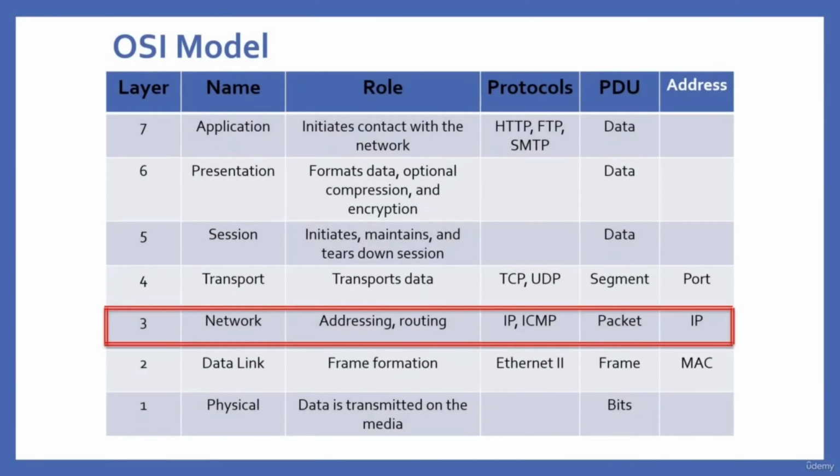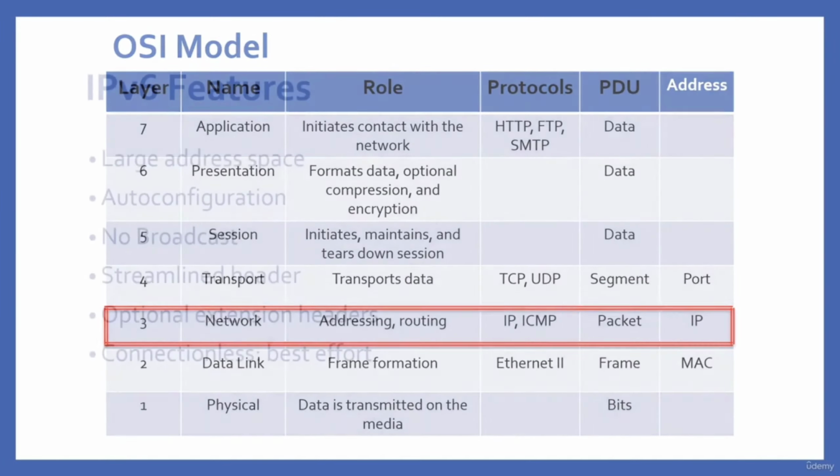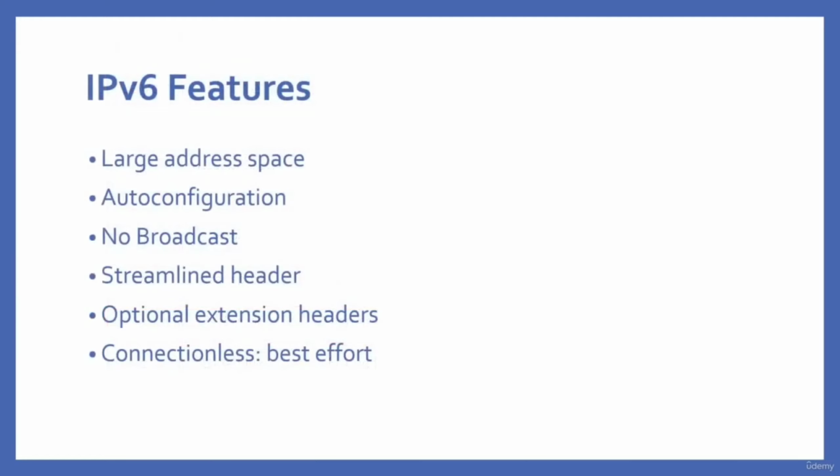Internet Protocol version 6, like Internet Protocol version 4, resides at the network layer of the OSI model. IP version 6 has a number of features, one being a larger address space. IP version 4 had a 32-bit address space. It was represented by dotted decimal notation. IP version 6 uses 128 bits in the address space, and it's represented using hexadecimal notation.